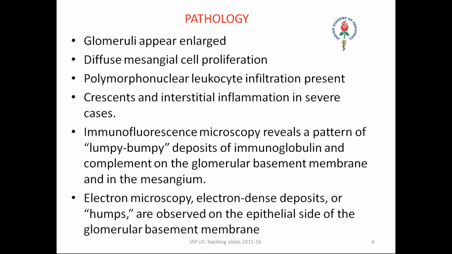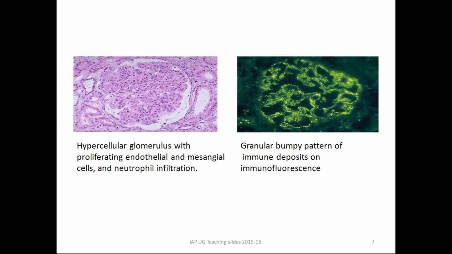So pathophysiology. First, coming to the pathology part, the glomeruli are very much enlarged. You can see mesangial cell proliferation. Polymorphonuclear leukocyte infiltrations are seen. Crescent forms and interstitial inflammations are seen. And if you do an immunofluorescence microscopy, it reveals a pattern of lumpy, bumpy deposits of immunoglobulin and complement on the glomerular basement membrane and in the mesangium. In electron microscopy, electron dense deposits or humps are observed on the epithelial side of the glomerular basement membrane, which we'll see in the picture.